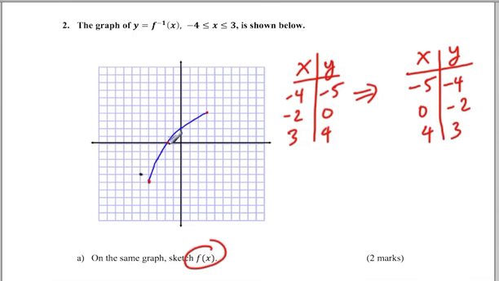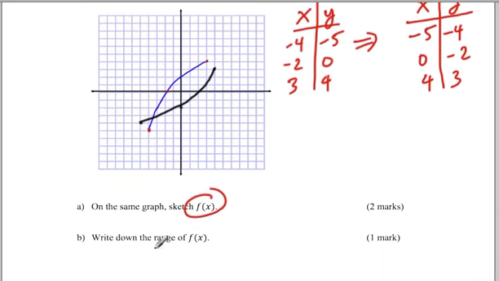0, negative 2. So 0 on the x and negative 2 here. Negative 2 is right there. And then 4, 3, 1, 2, 3, 4. And then 1, 2, 3 is right there. So basically, this is going to end up looking something like this. And that black line right there is f of x, which is the inverse of f inverse.